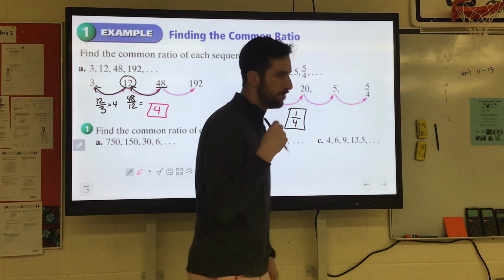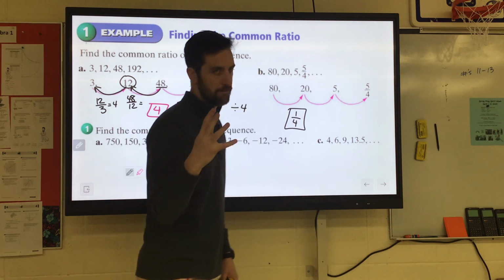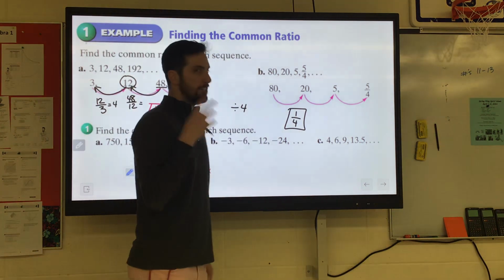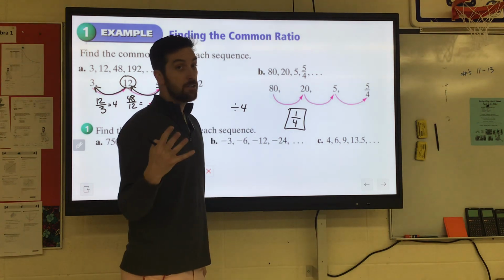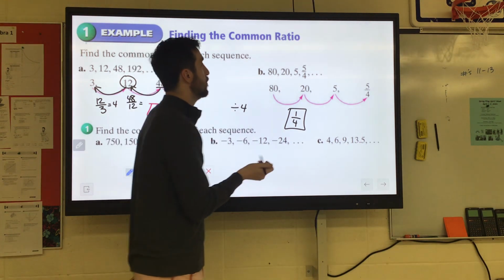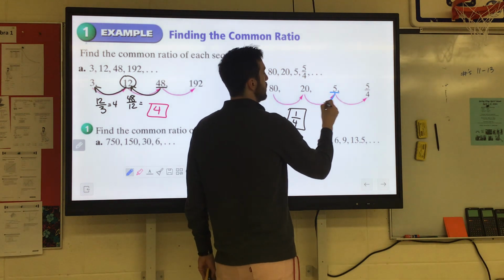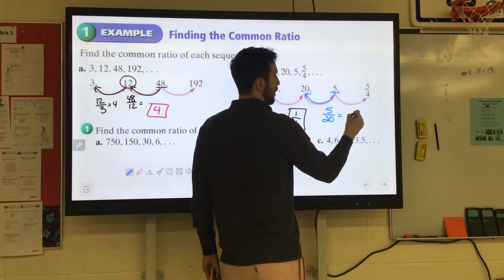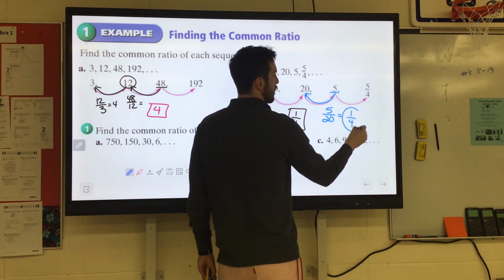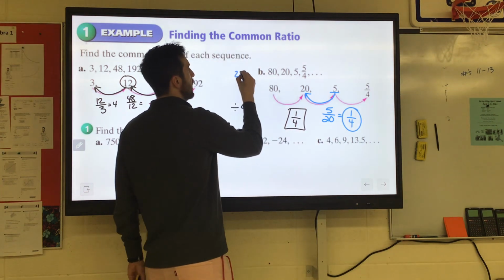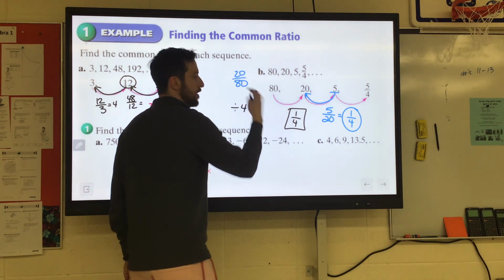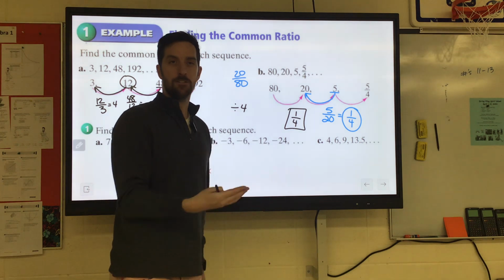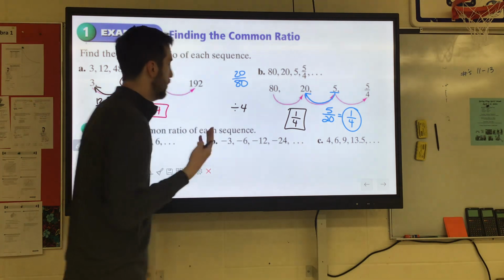But again, what if you couldn't immediately identify that? Is there another way? Yes, I just told you. You could take any term and divide it by the term right before it. So if you took 5 and divided it by the term right before it, 5 over 20, you just simplify that fraction and it's 1/4. Or if you did 20 divided by 80, that also simplifies to 1/4. That's probably the faster way that you can do it. Take any term, divide it by the previous term.